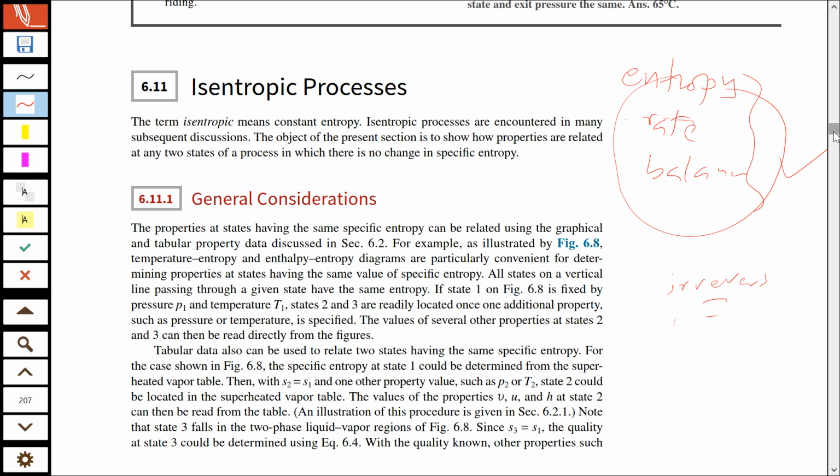Okay, I think that's enough for this topic, and now we can move on to isentropic processes. You remember isentropic was the word used for any process during which the entropy doesn't change. So if you have a TS diagram, a process like this will be going up or down. Or you can also have an HS diagram, enthalpy. Again, these will be isentropic processes.